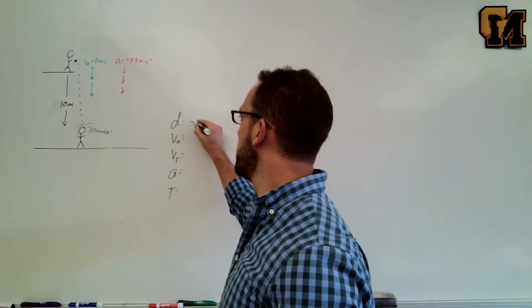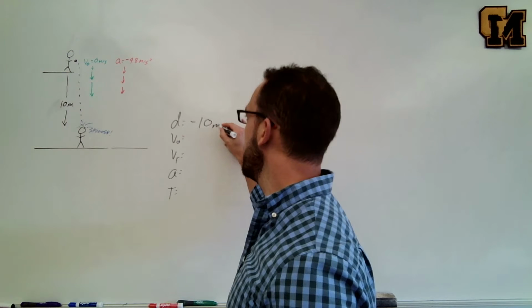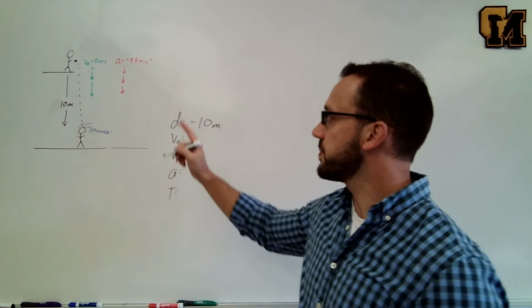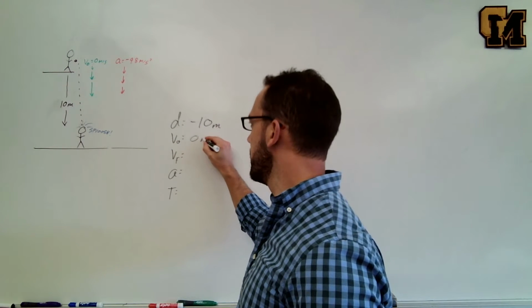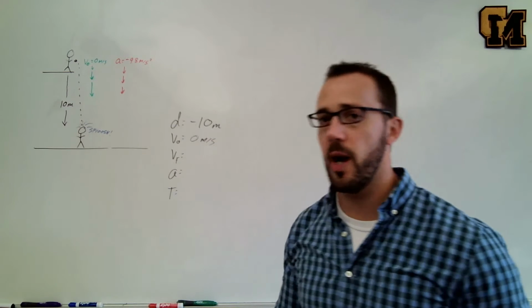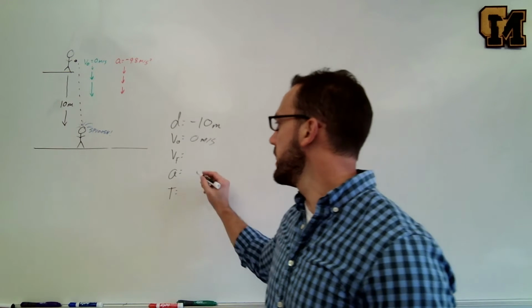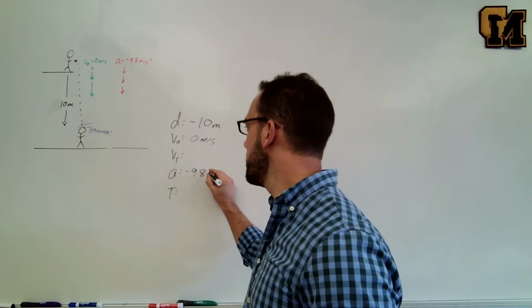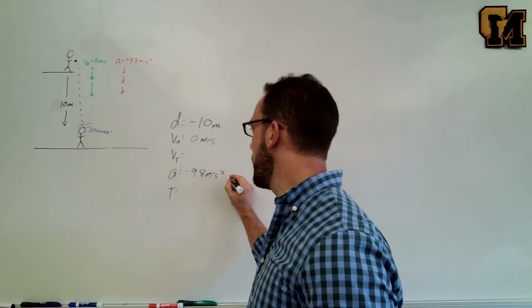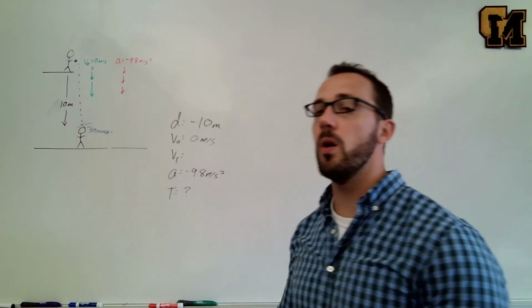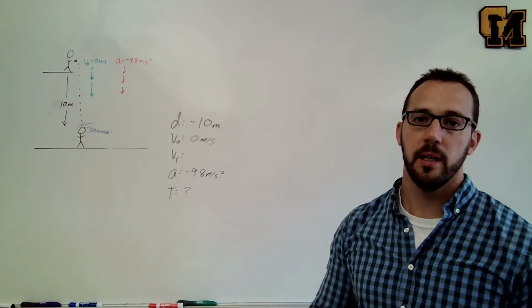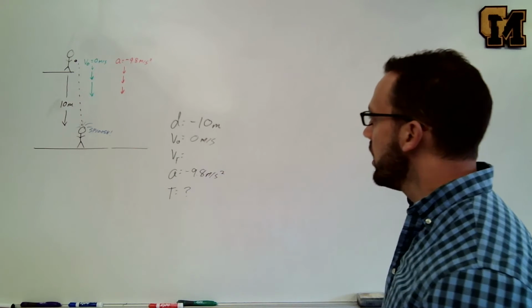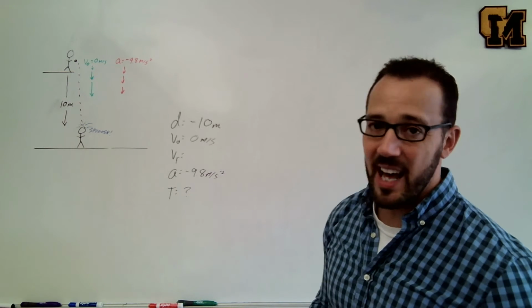The displacement of the water balloon is down, so negative 10 meters. Initial velocity is 0 meters per second because we're dropping it and not throwing it. The acceleration is negative 9.8 meters per second squared. And the question asked, how long do they have to get out of the way? That's time. From here, I'm going to pick the equation that does not have the v_f in it.